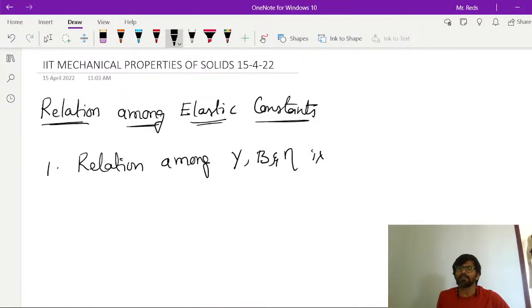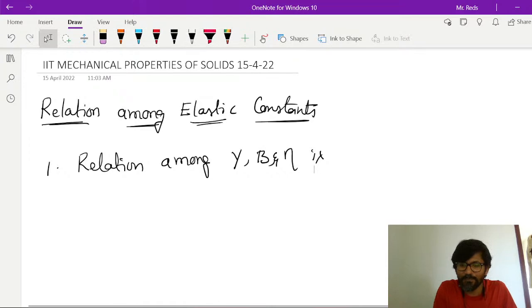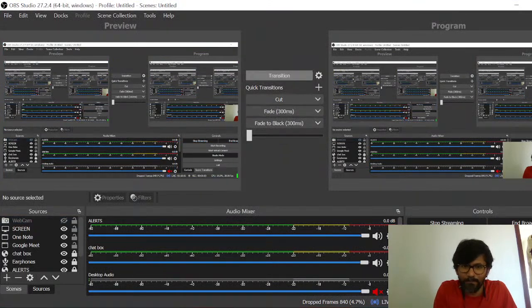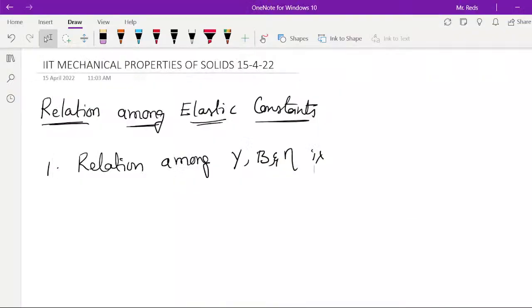What you have to remember here is that we are not going to discuss the derivations of these relations, guys. We'll see these relations briefly only. So exactly what are these relations among Young's modulus, bulk modulus, and rigidity modulus, and also with Poisson's ratio, how they relate, we'll have a look at.